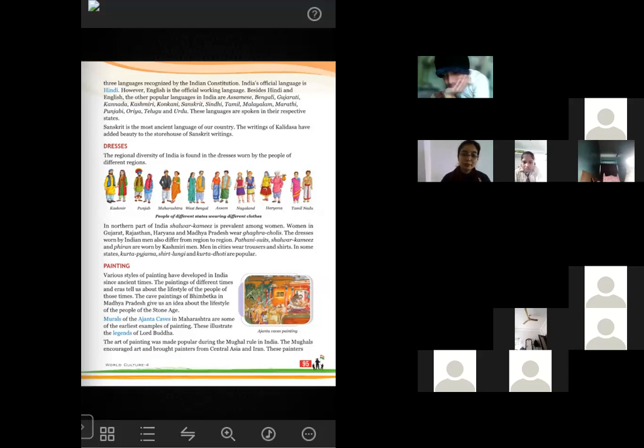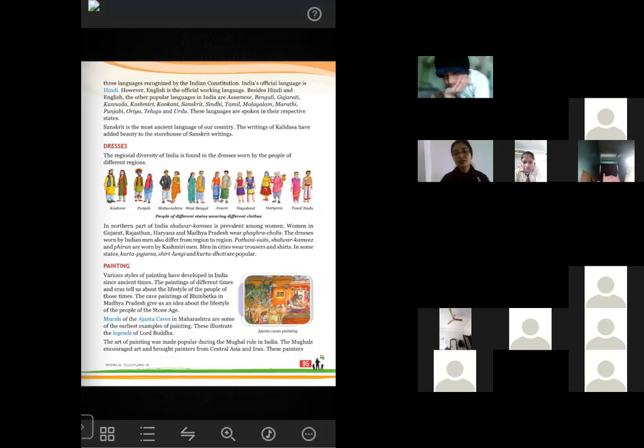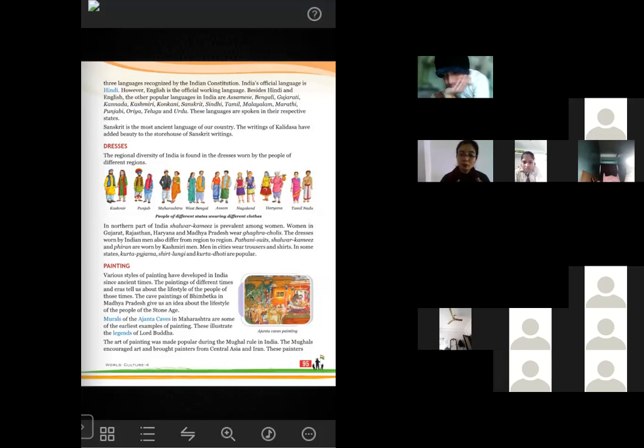The art of painting was made popular during the Mughal rule in India. When the Mughals came to India and started ruling many places, they for the first time brought the art of painting. What is a painting? Before that, people used to draw and carve many models and idols on the walls of caves, on rocks, on mountains. But when the Mughals came to India to rule, they introduced the art of painting.